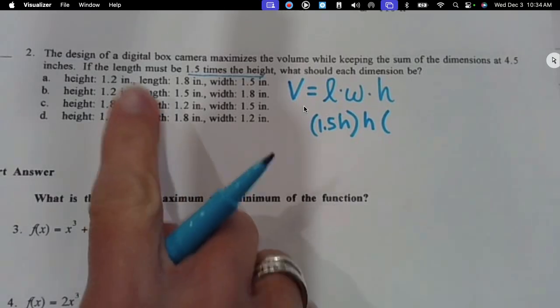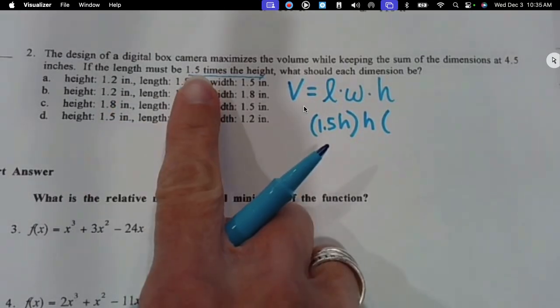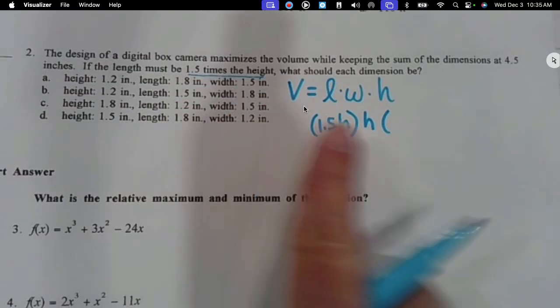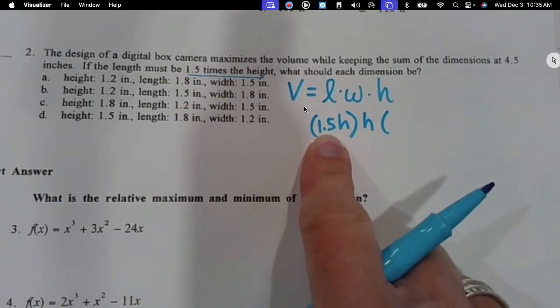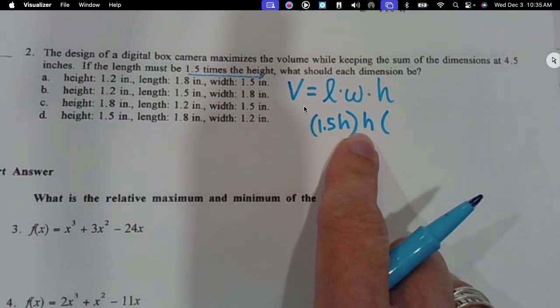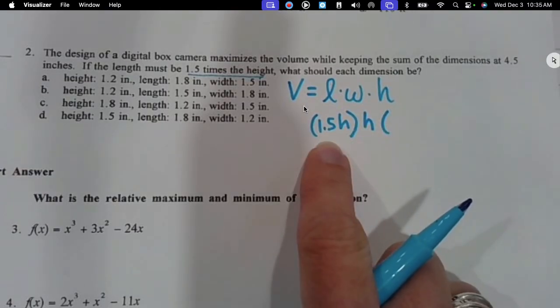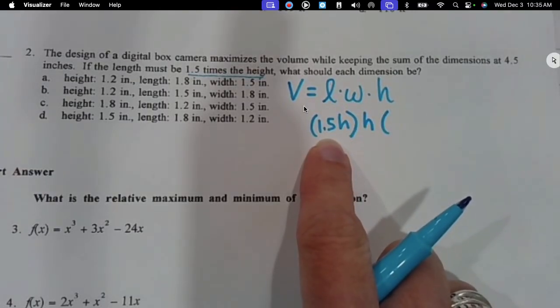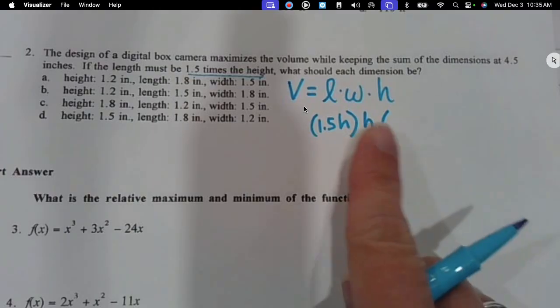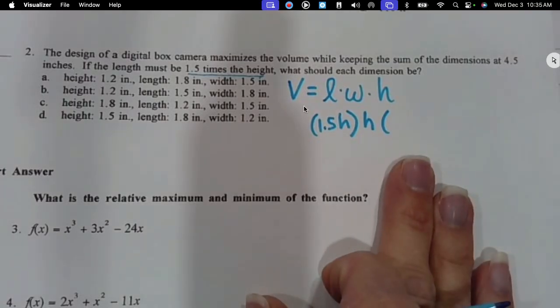We know we've got length, width, and height. My length is 1.5 times height, so I wrote that down. If I'm using h, then what is my height? It's h. So I know I've got a height of h and a length of 1.5h. Now what do I have to find? The width. I've got to find my third thing. Remember, this is looking like the parentheses, like our 3 roots. Is everybody good so far?